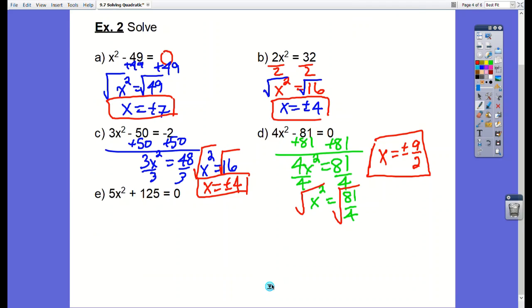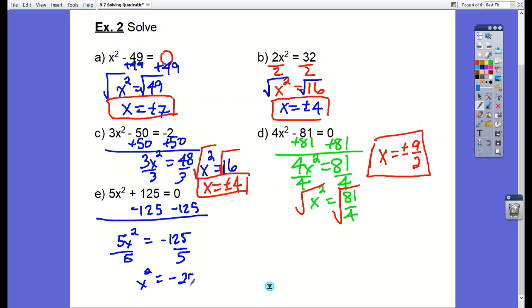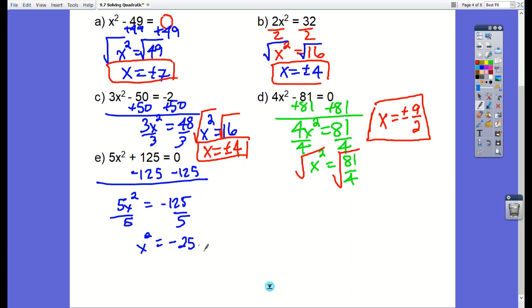All right, lastly, we want to get the x squared by itself. Hannah, how do we do that? Subtract 125, and then you divide by 5. x squared equals negative 25. What do we do next, everybody? No real solution. At this point, you could take square roots of both sides, but if you have something squared equals a negative, we can go ahead and stop and say no real solution.